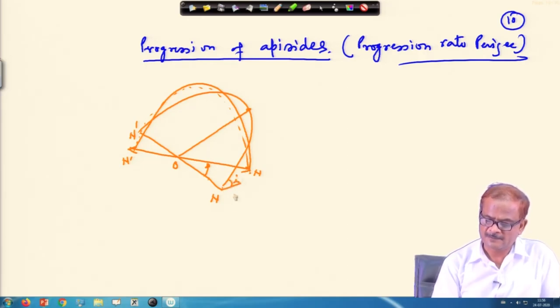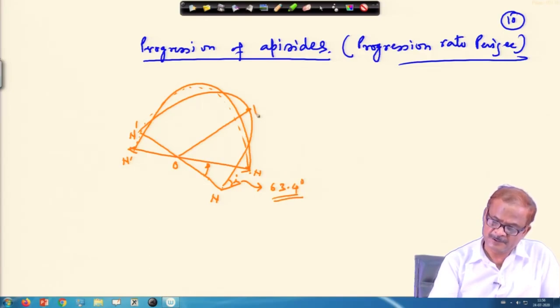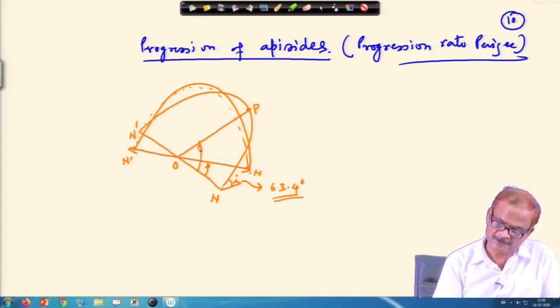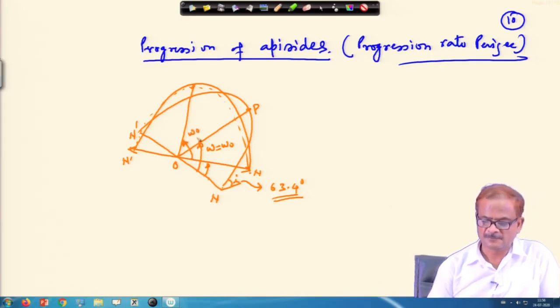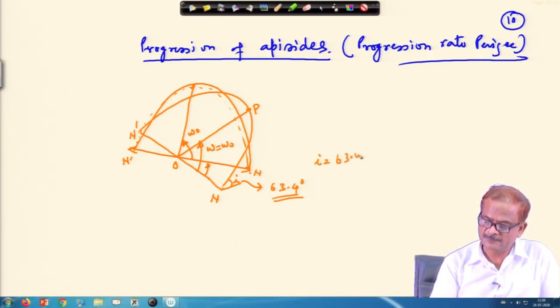And here, if you keep I equal to 63.4 degree, then your perigee location, means from the nodal line, suppose from this nodal line this perigee location is whatever you have, this omega equal to say omega 0. So, the same perigee location will be maintained all the time. So, this will be also omega 0 value. This will not change provided I equal to 63.4 degree.